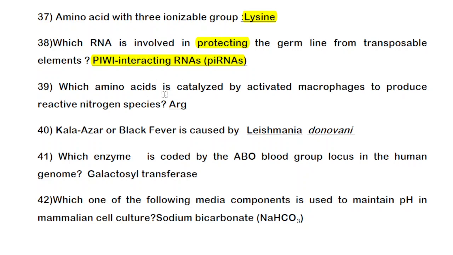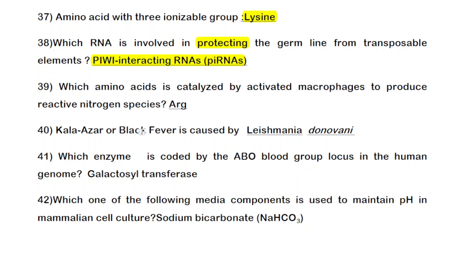39th question, which amino acid is catalyzed by activated macrophages to produce reactive nitrogen species like nitric oxide? It is arginine. Arginine is a precursor for producing this. So don't confuse arginine with aspartic acid or aspartate. Arginine is different, aspartate is different. You are going to tell me in N-linked glycosylation which amino acid is employed. So don't confuse aspartate with arginine.